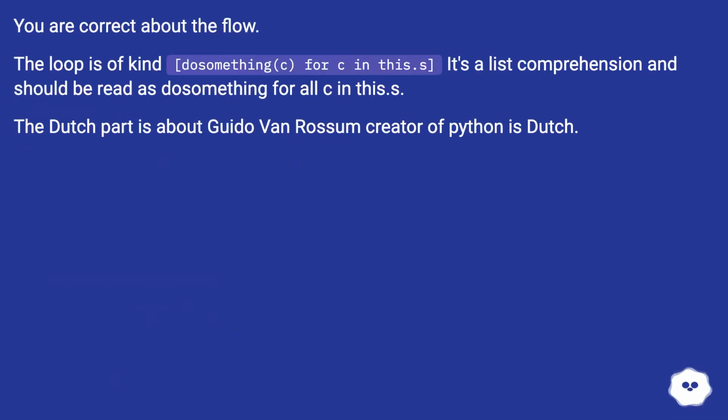You are correct about the flow. The loop is of kind dosomething(C) for C in this.s, it's a list comprehension, and should be read as dosomething for all C in this.s. The Dutch part is about Guido van Rossum, creator of Python, who is Dutch.